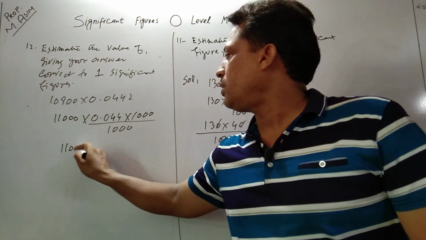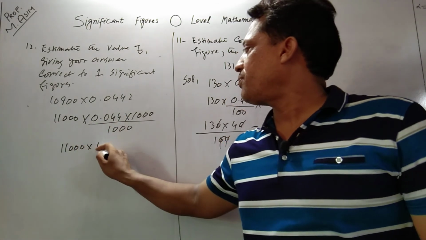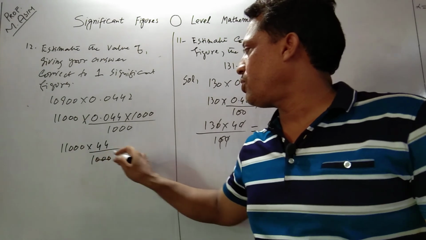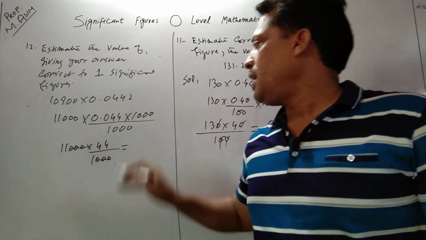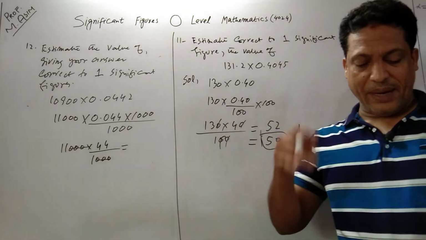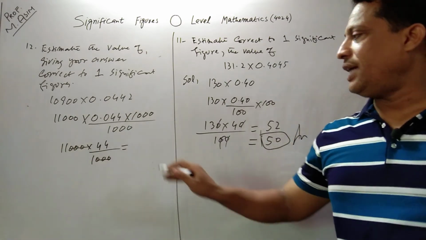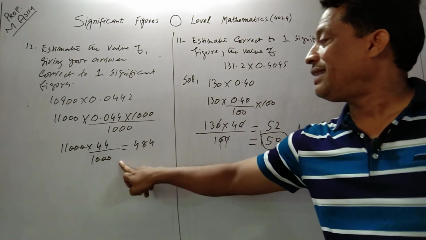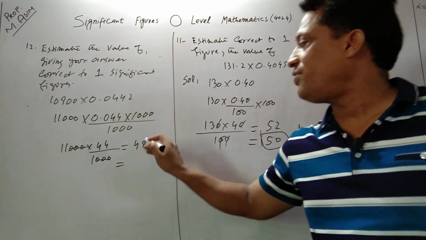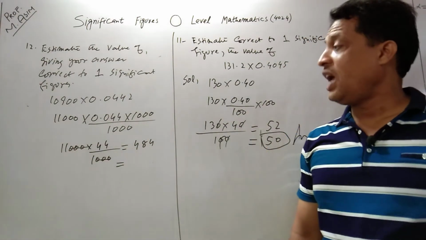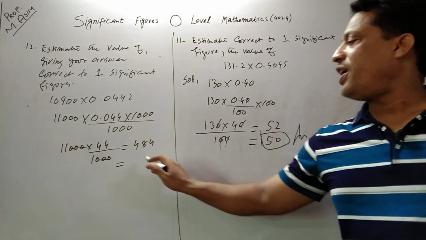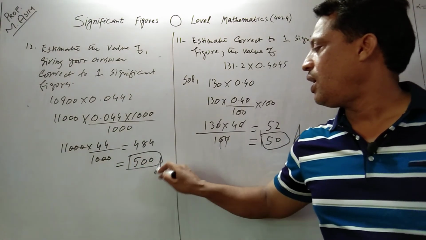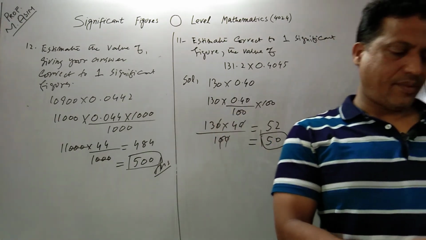So 11,000, this becomes 44 upon 1000, 30 cancel by 30. 11 multiplied by 44 is 484. But these are 3 significant figures and we give the answer in 1 significant figure. So 484 is very closest to 500. Therefore, this is our final answer.